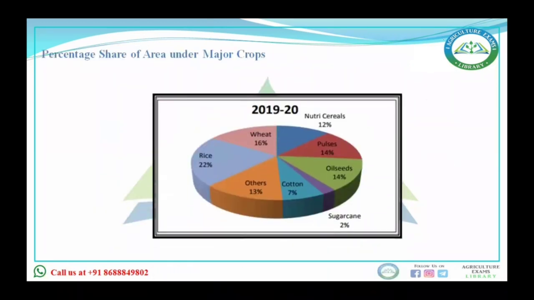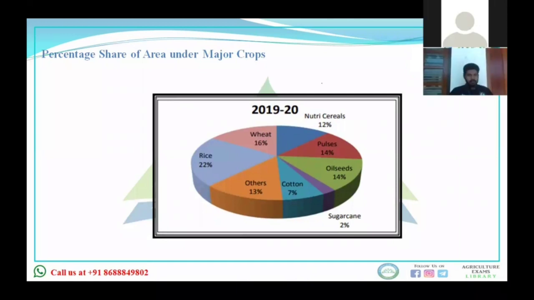Now, when you talk about the percentage share of area under major crops, the highest area in our country is shared by which crop? That is rice, first on top, and second followed by wheat. This you have to remember. It is 16%. After that, it is pulses and oilseed, that covers 14%. Others are covered by 13%. Cotton 7%. Sugarcane 2%. Nutri cereals 12%. Is it clear? Remember, this is 2019-20 data.